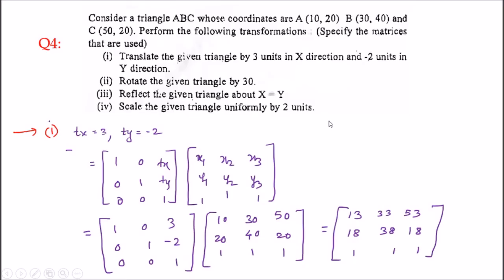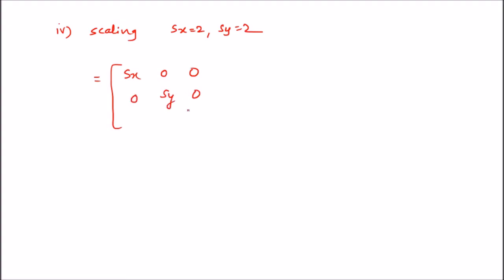Now the last part, that is scaling the given triangle uniformly by 2 units. It means that sx is given as 2 and sy is given as 2. So we will perform the scaling, where sx is equal to 2 and sy is equal to 2. Now what is the scaling matrix? The scaling matrix is [sx 0 0; 0 sy 0; 0 0 1] multiplied by the coordinate matrix x1 y1 1, x2 y2 1, x3 y3 1.